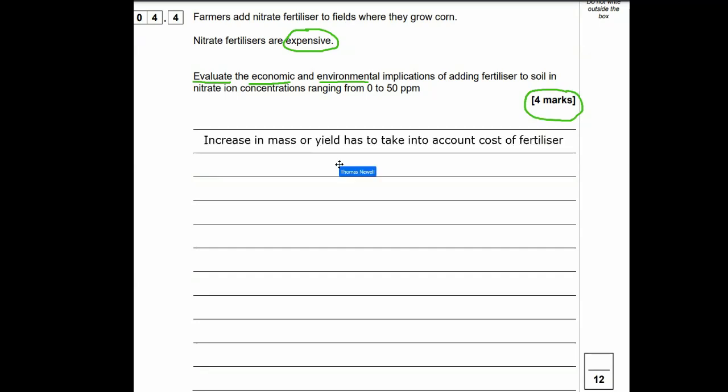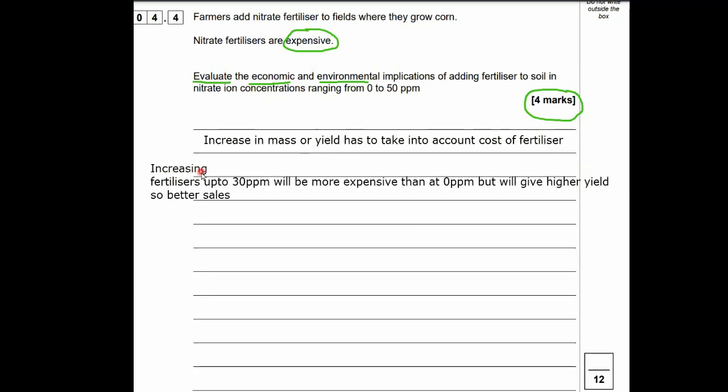So an increase in mass or yield has to take into account the cost of the fertilizer. So you might use a fertilizer to grow more corn, but if the fertilizer costs more than the extra corn you get, not worth using.